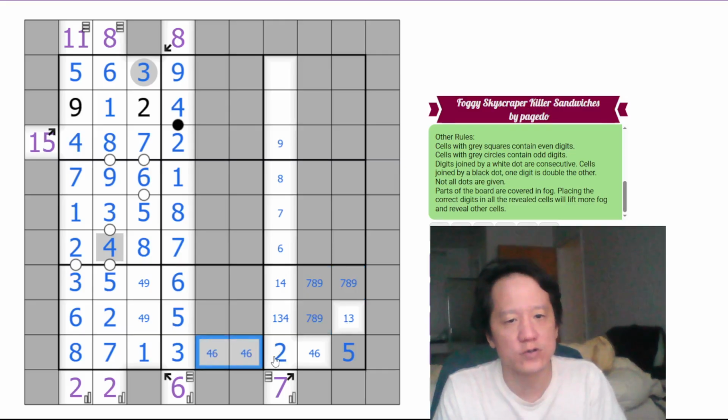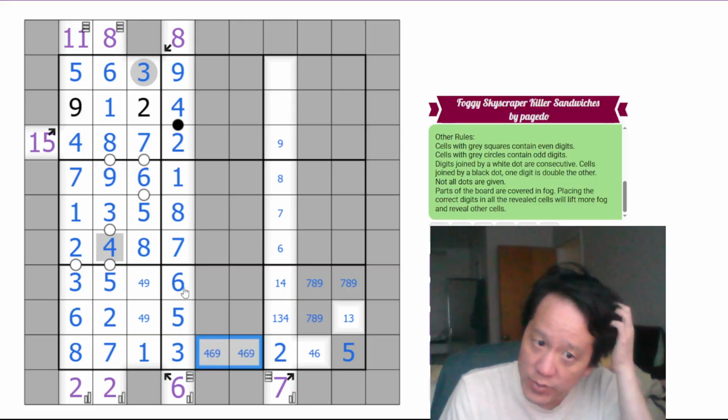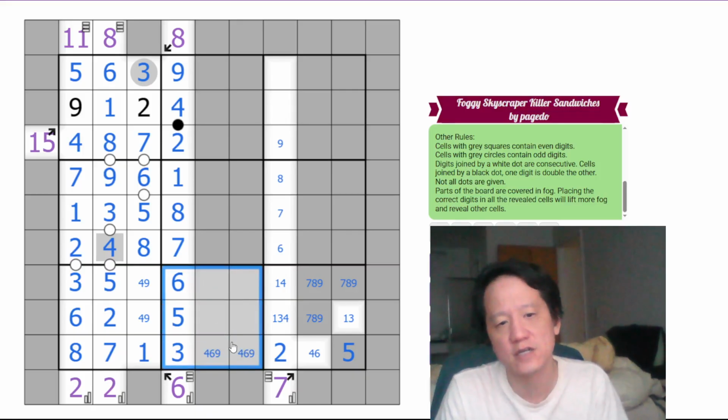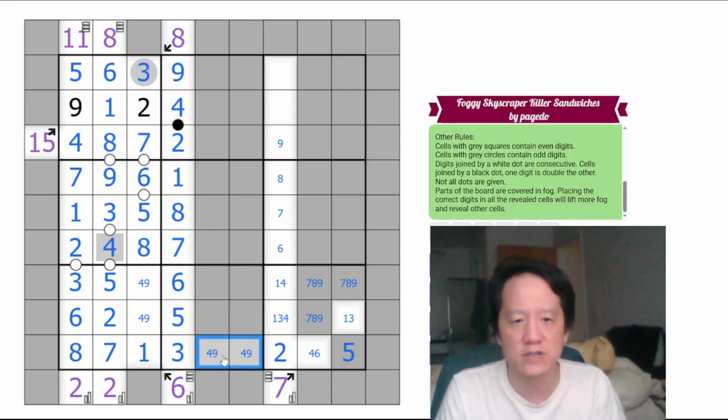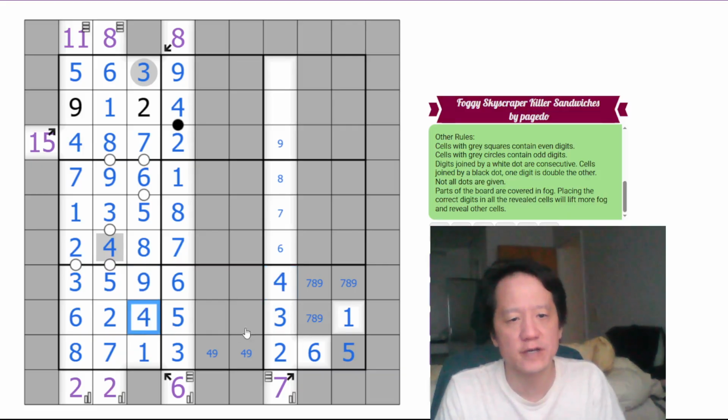This has to be 4, 6, or 9 here, and 6 cannot be in this box because of the 6 in the box. So this can't be 6. This is a 4, 9 pair, which eliminates 4 here. Therefore, this is 6, this is 1, which makes this a 4 and this a 3. This 4 eliminates 4 here, so this is 9, which makes that 4.